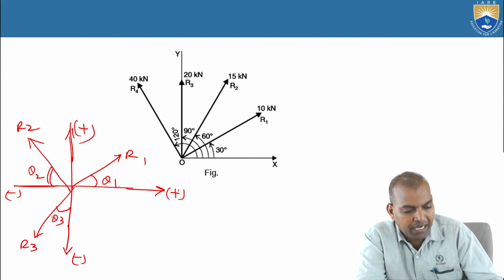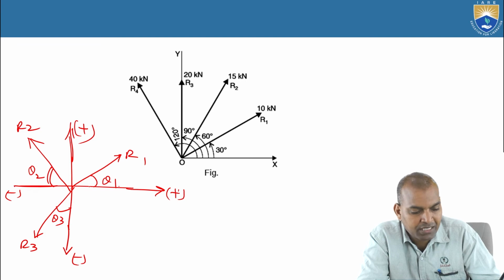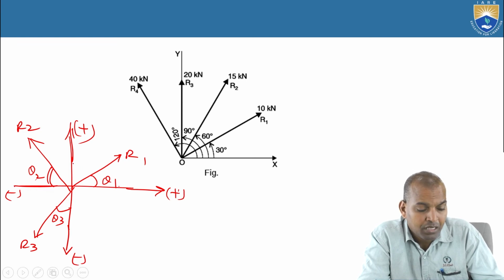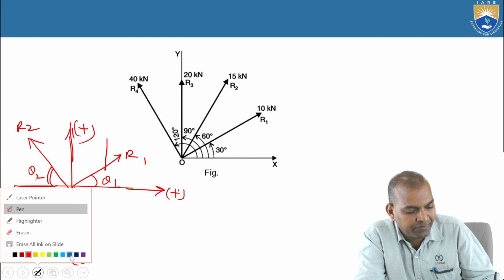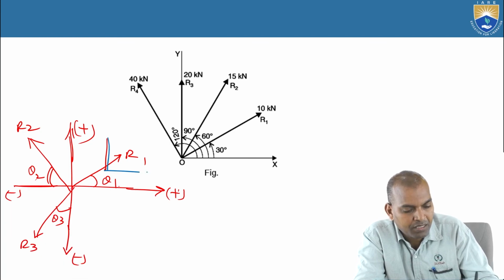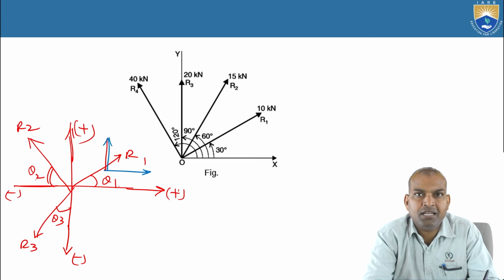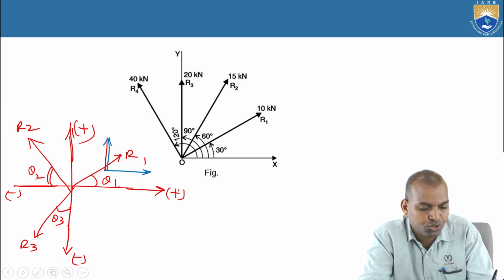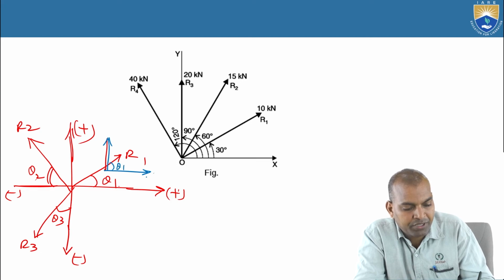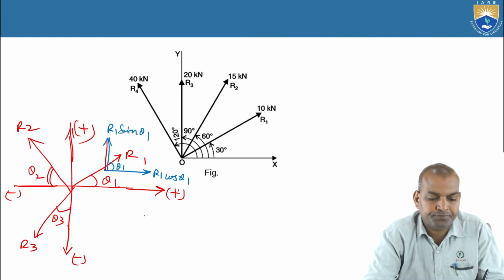Now, similarly, for R3 again it is 270 minus theta 3. This is the angle that will come with the OX axis. There is another method. We can resolve here itself directly. Draw horizontal and vertical lines parallel to the x-axis and y-axis. Then this is theta 1 here. It becomes R1 cos theta 1. Here it is R1 sin theta 1.